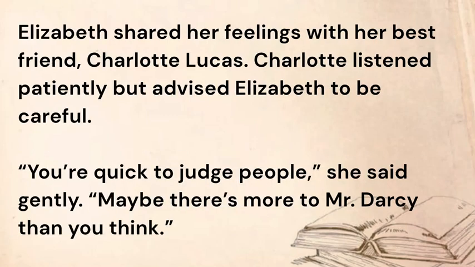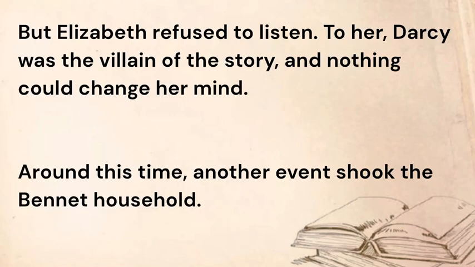Elizabeth shared her feelings with her best friend, Charlotte Lucas. Charlotte listened patiently, but advised Elizabeth to be careful. "You're quick to judge people," she said gently. "Maybe there's more to Mr. Darcy than you think." But Elizabeth refused to listen. To her, Darcy was the villain of the story, and nothing could change her mind.